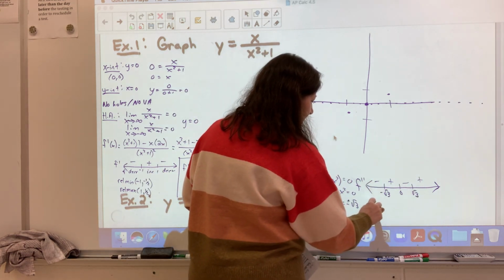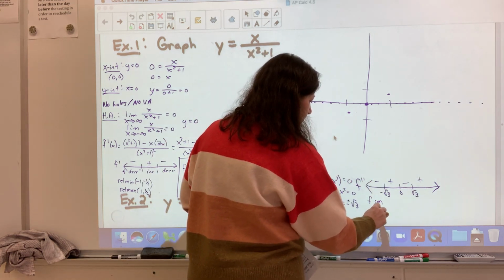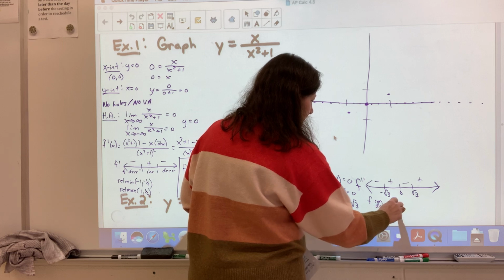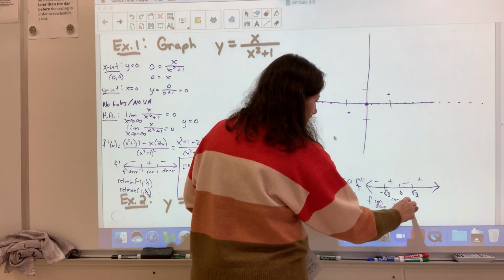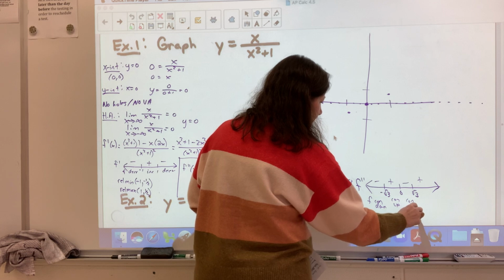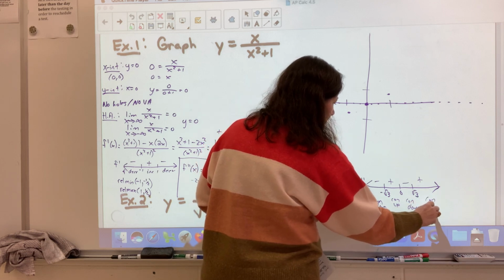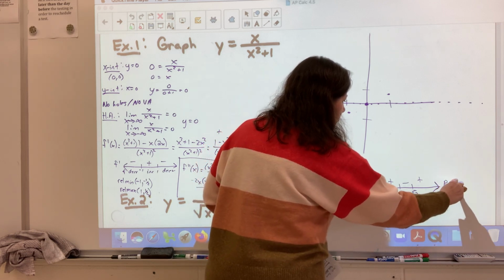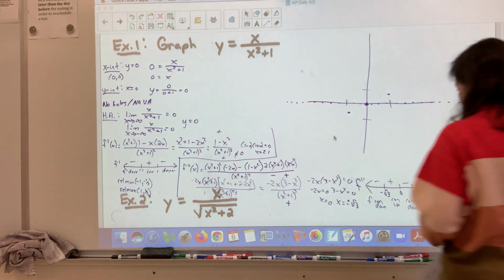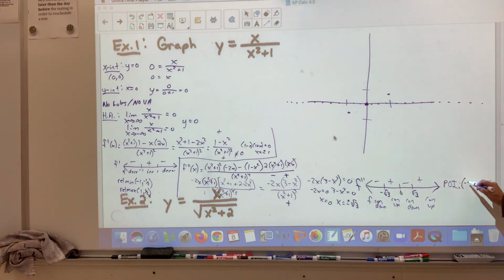So this means that f is concave down, concave up, concave down, concave up. So I have points of inflection. Where are my points of inflection? At negative root 3, at 0, and at root 3 because the concavity switches. How do I get the y coordinates that go with those x coordinates? I plug them back into the original.